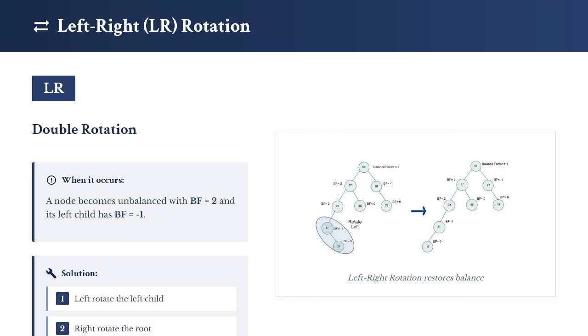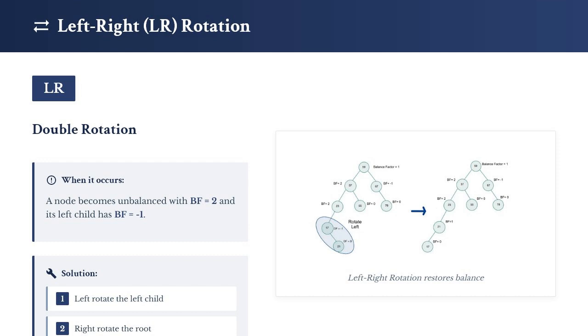The left-right rotation is a double rotation. We use it when a node becomes unbalanced because its left subtree is too tall on the right side. This happens when a node has a balance factor of 2 and its left child has a balance factor of -1. For example, imagine a tree with 30 at the top, 10 on the left, and 20 between them.